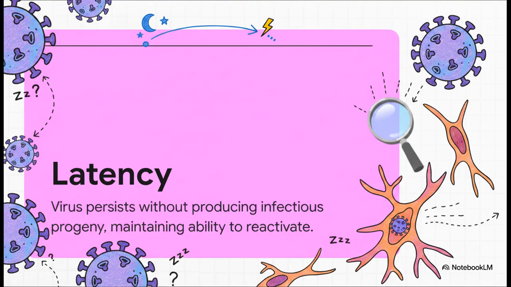Next is latency. You'll see this tested a ton, especially with herpes viruses. Latency just means the virus is hanging out in the host, totally chilling, not actively making infectious progeny. It essentially goes to sleep in your tissues. Herpes simplex virus, for example, is famous for hiding out in your dorsal root ganglia neurons, just quietly maintaining the ominous ability to wake up and reactivate years or even decades down the line.